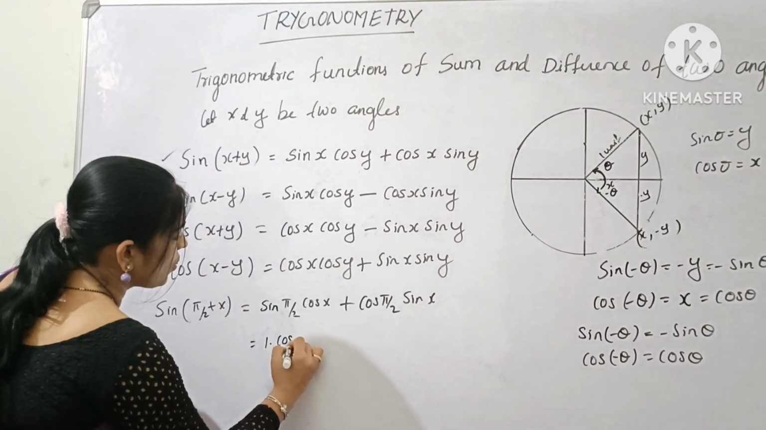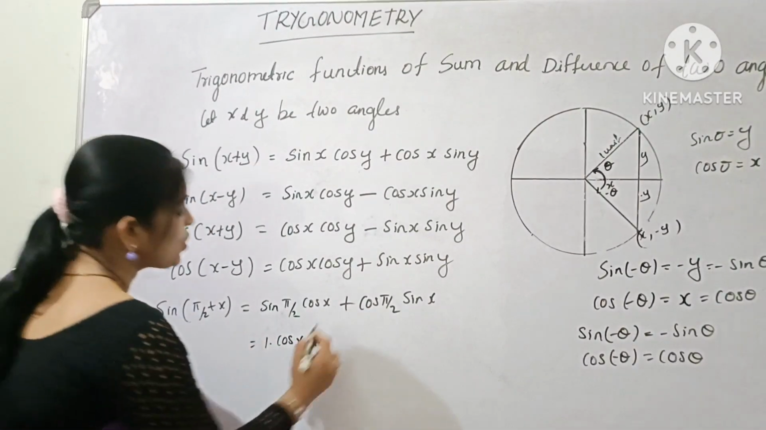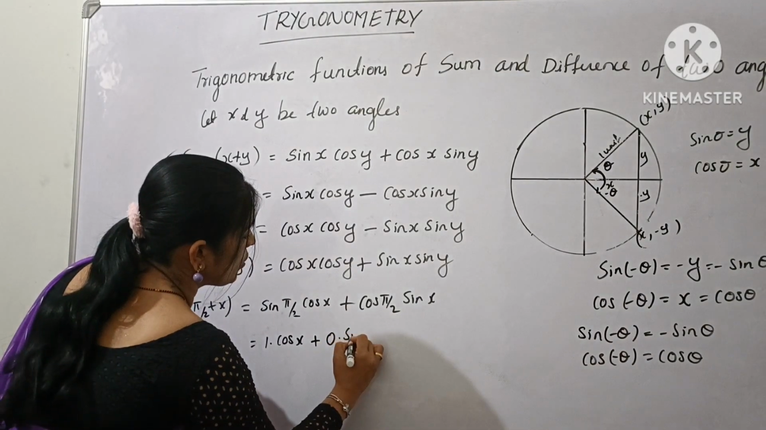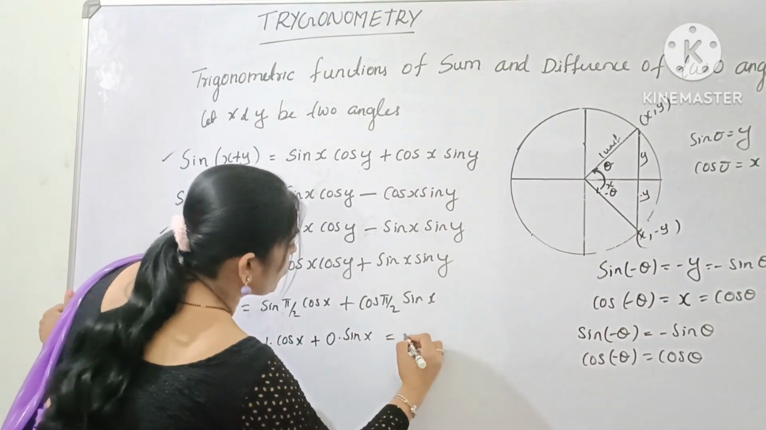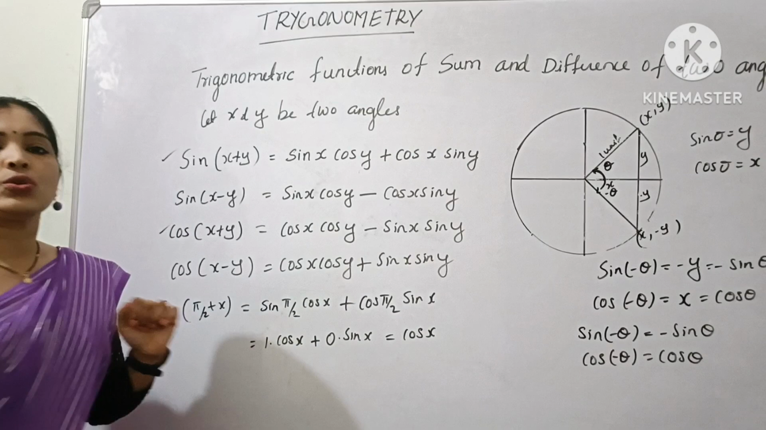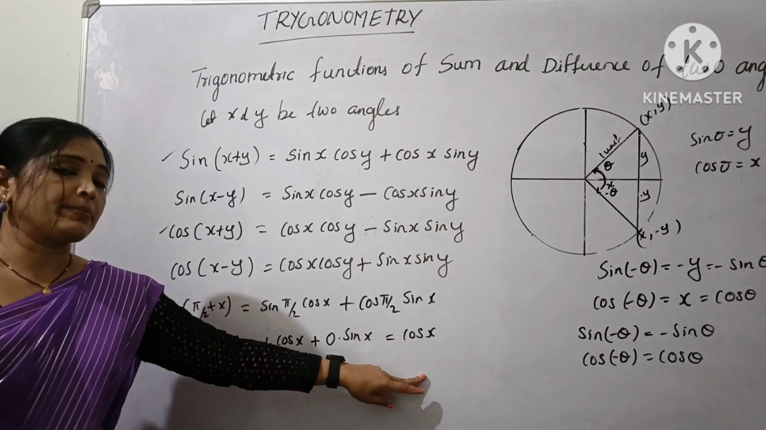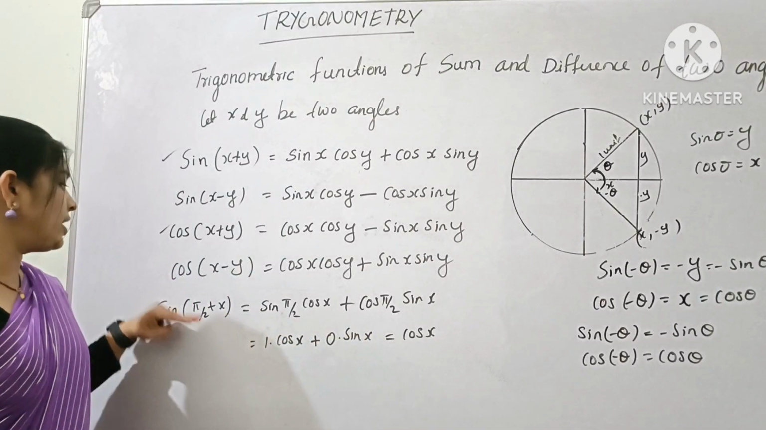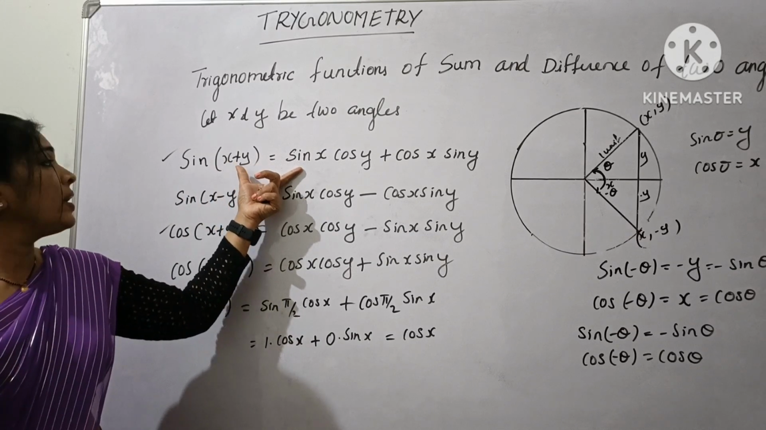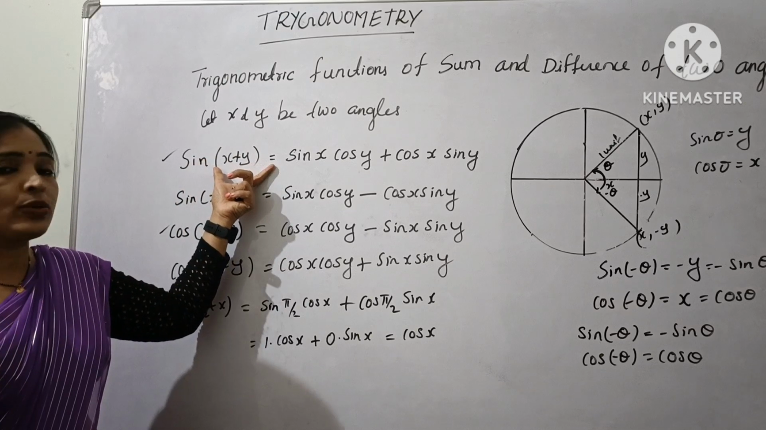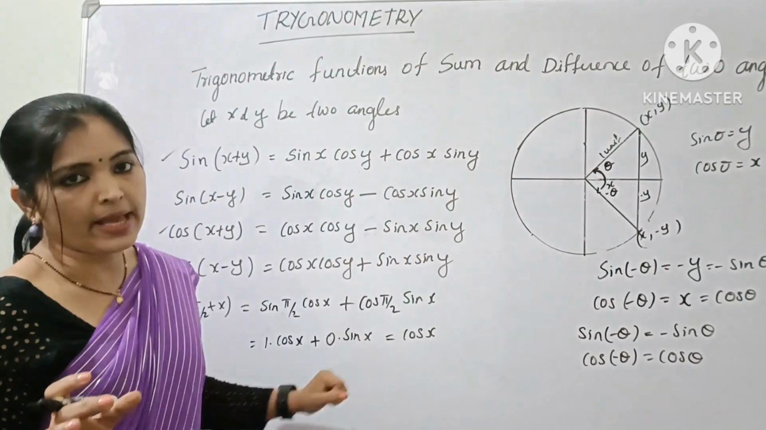1 into cos x, plus, here what is cos pi by 2? Cos pi by 2 is nothing but 0. 0 into sin x. So this term will be 0 and what remains is 1 into cos x, cos x. So remember, sin of pi by 2 plus x is equal to cos x. Sometimes if you forget, you can find sin of pi by 2 plus x by using this formula. So you have to learn by heart, or study, this formula: sin of x plus y is equal to sin x cos y plus cos x sin y.